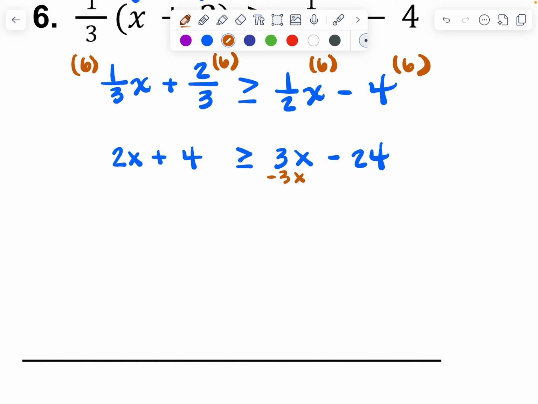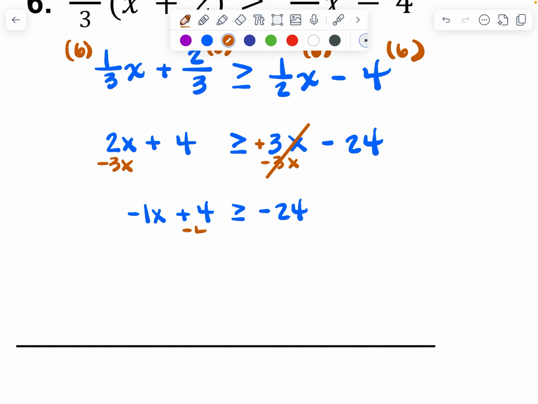So I'm going to go ahead and subtract the 3 x's over here. Because remember, those are positive 3 x's sitting there. So I'm going to move those over. And that's going to give me 2 x's minus 3 x's. It's going to give me negative 1 x plus 4 is greater than or equal to negative 24. Please do not forget to bring the negative down. That belongs to the 24.